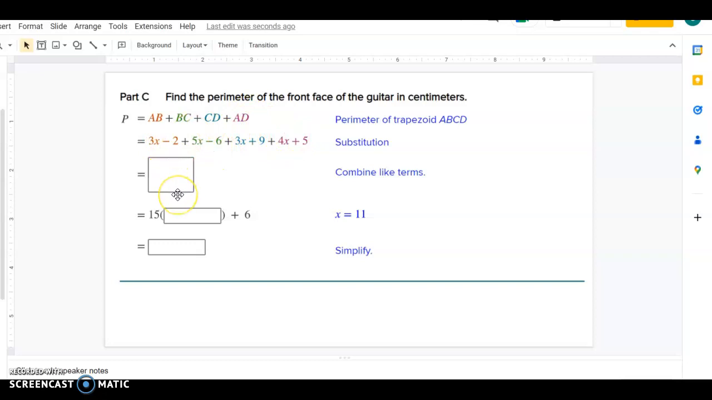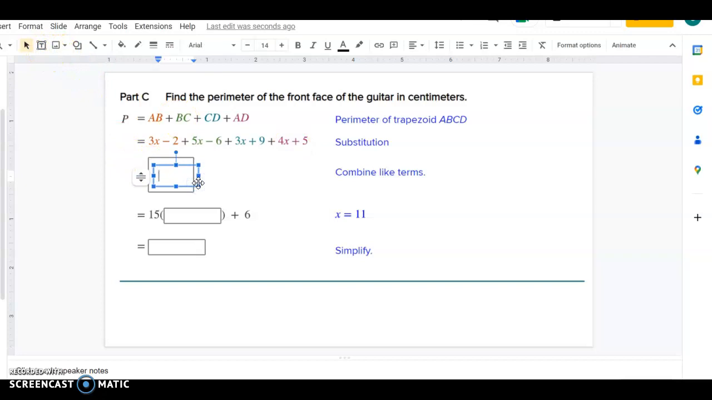So then I'm just going to substitute. Well, I could combine my like terms first. So let's do that. We know 3x plus 5x is 8x, plus 3x is 11x, plus 4x is 15x. Then I have negative 2 minus 6 is negative 8, plus 9 is 1, plus 5 is 6. So we have plus 6.